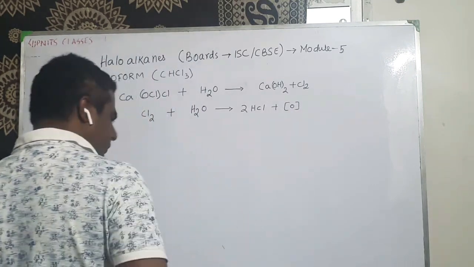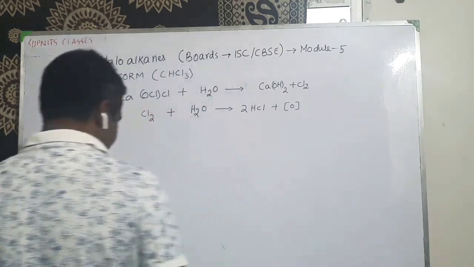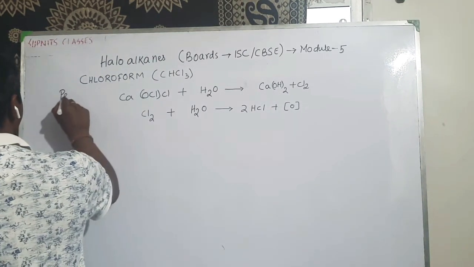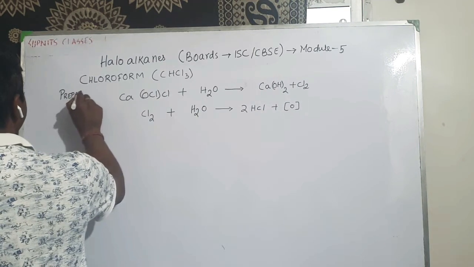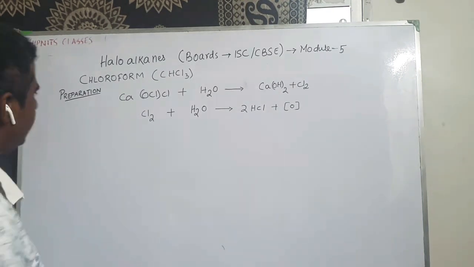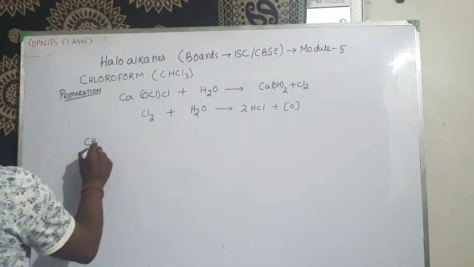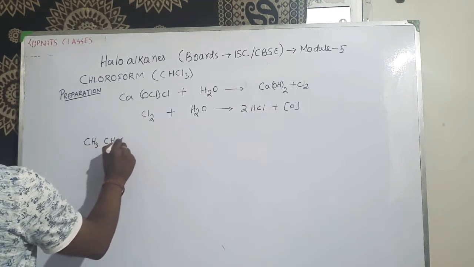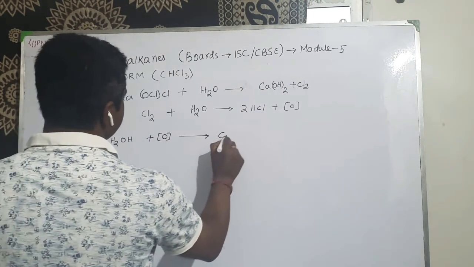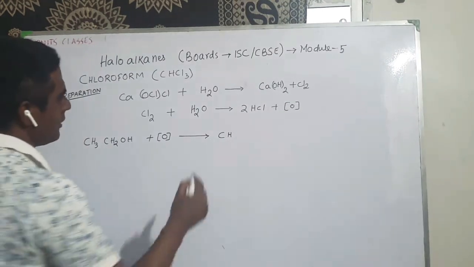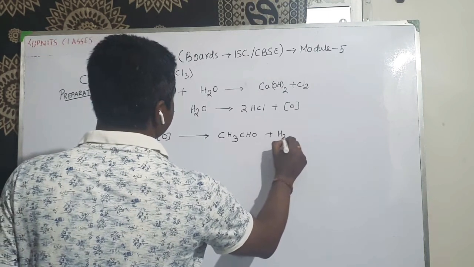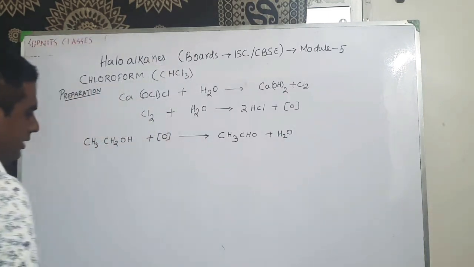This nascent oxygen is super important in this reaction. How is it so? Because we are talking about preparation now. So first we will take ethyl alcohol, that is ethanol. So this is ethyl alcohol, CH3CH2OH, and if you give nascent oxygen to it, you will get the next one in the series, that is aldehyde CH3CHO plus H2O. Okay, so that is it.